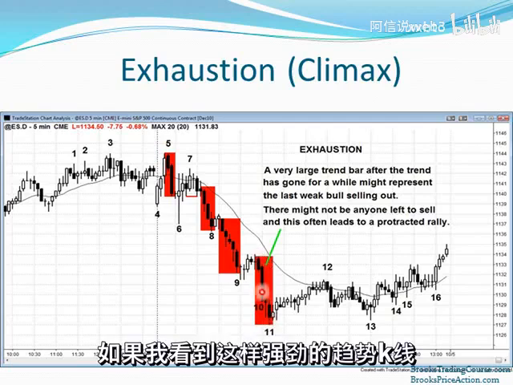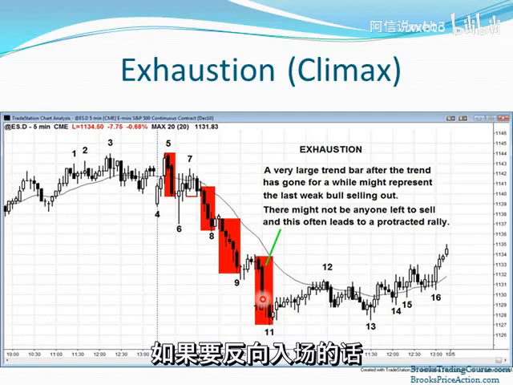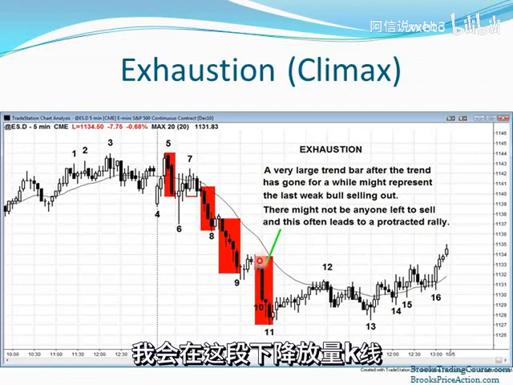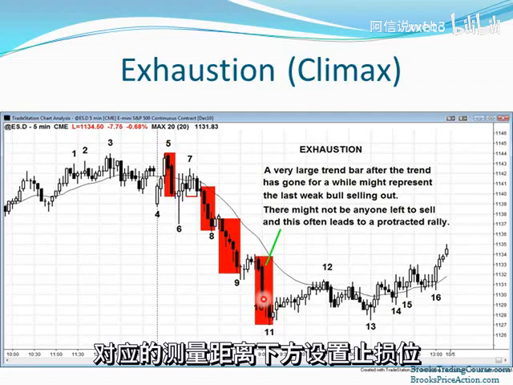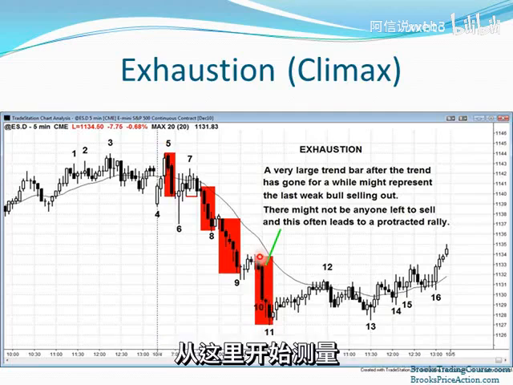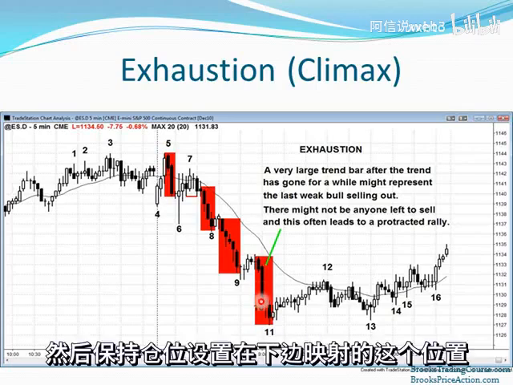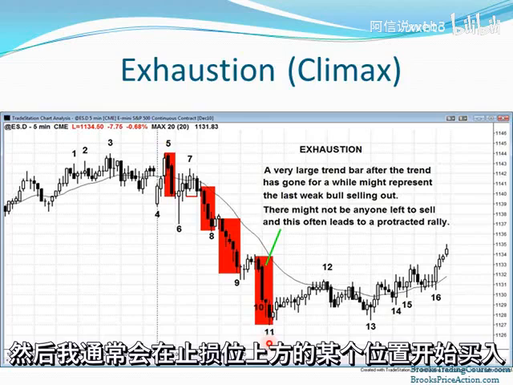Incidentally, by the way, when I have these big bear spikes, if I'm looking to fade the move, I'll usually place my stop at a measured move down from the bear spike. So I measure from here to here and then put a protective stop that many ticks down. And a lot of times I'll scale in just above my stop level.